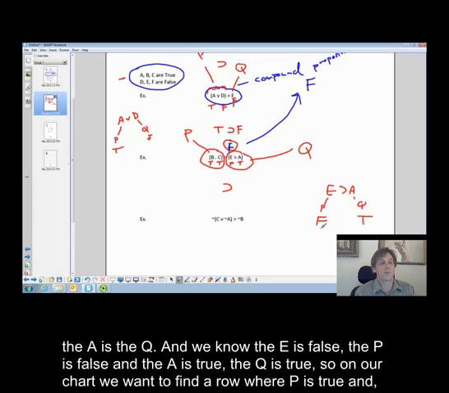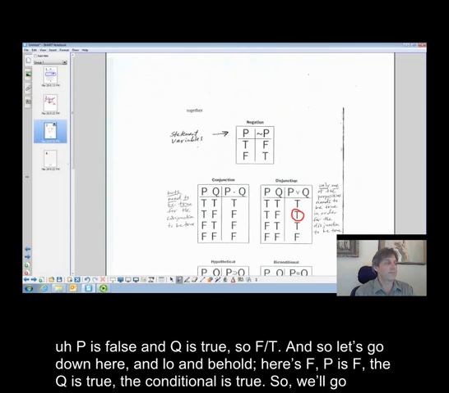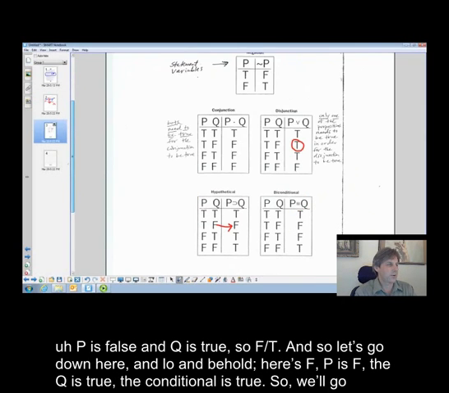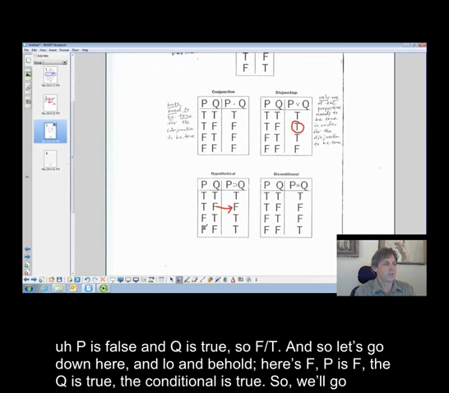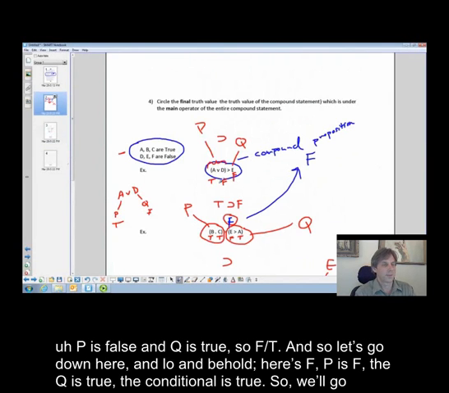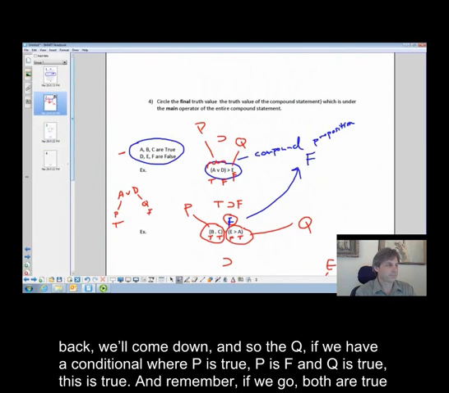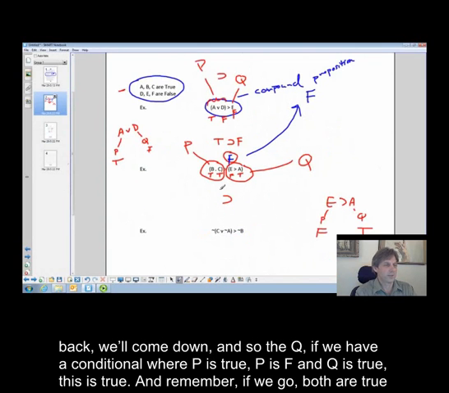So on our chart, we want to find a row where P is false and Q is true. So F, T. Let's go down here, and lo and behold, here's F. P is F, the Q is true. The conditional is true. So we'll go back. We'll come down. And so if we have a conditional where P is false and Q is true, this is true.